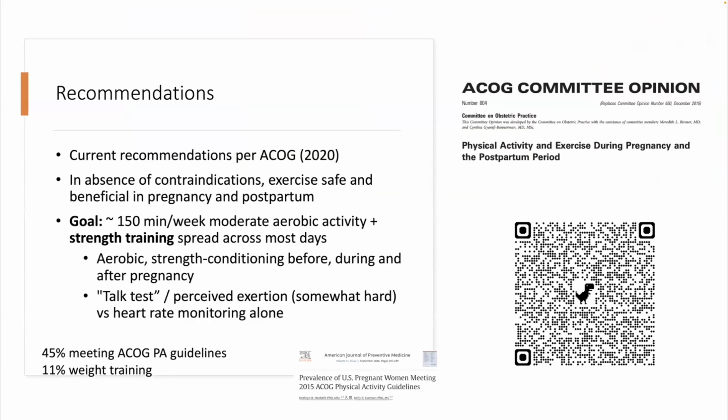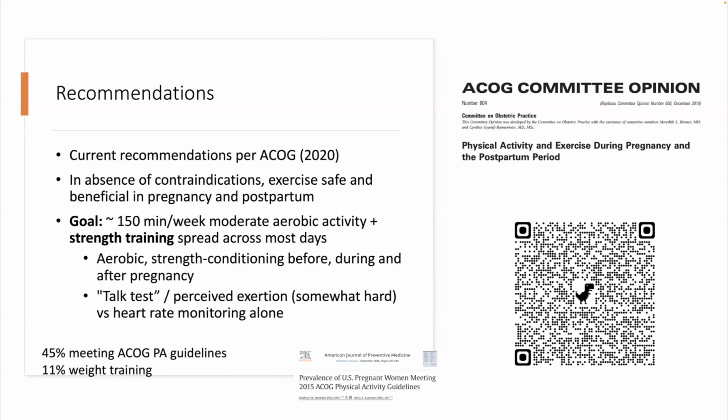So what are the current recommendations? ACOG really doesn't have anything new aside from 2020, but in 2020 they came out with their blanket statements of what is recommended. In the absence of any contraindications, they deemed exercise safe in pregnancy, beneficial in pregnancy, and in the postpartum period. The blanket goal, same as what we recommend for the average population that is not pregnant, is 150 minutes a week of moderate aerobic activity and strength training. We want to spread that across the week, so across 7 days, in terms of aerobic strength conditioning, again, before, during, and after pregnancy.